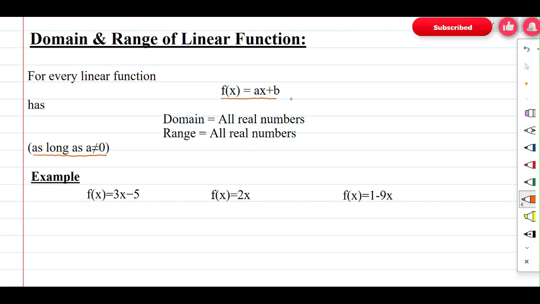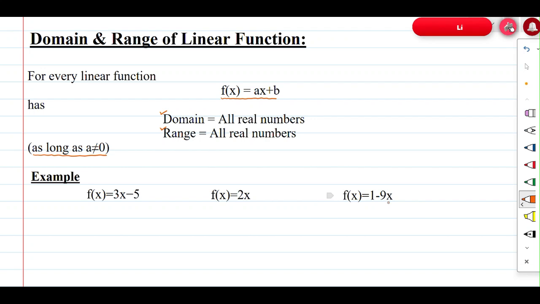Okay, so every linear function has a domain of all real numbers and a range of all real numbers. For example, if I have a function f of x equals 3x minus 5, it is a linear function. f of x equals 2x, this is a linear function. f of x equals 1 minus 9x, this is a linear function. You can see here in all these functions, the x coefficient is non-zero.